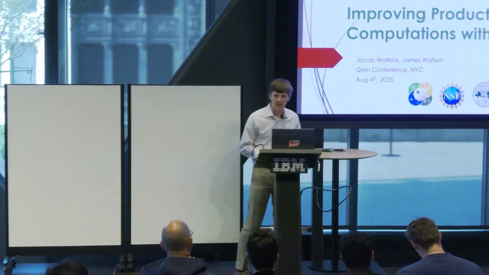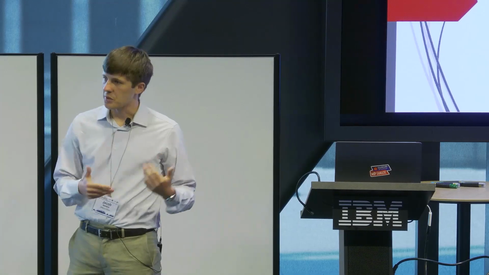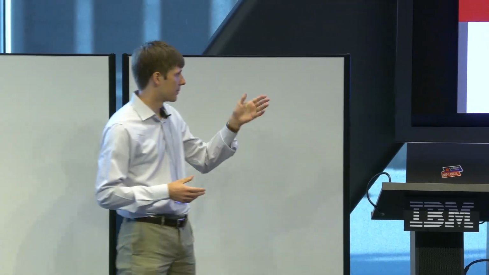This is based on a collection of two works. I'll be focused primarily on the first one. You can see the two arXiv codes up there. The first one is based on regular deterministic product formulas. My collaborator, James, has done some excellent follow-up work on randomized product formulas. I'll talk a little bit about that at the end. But if you're interested, I encourage you to have a look at that as well.